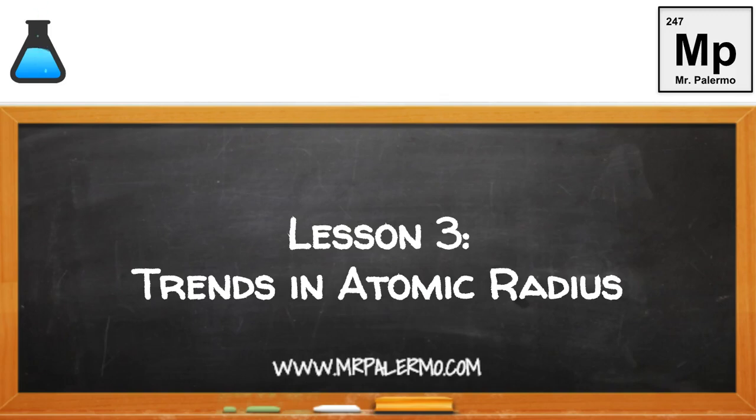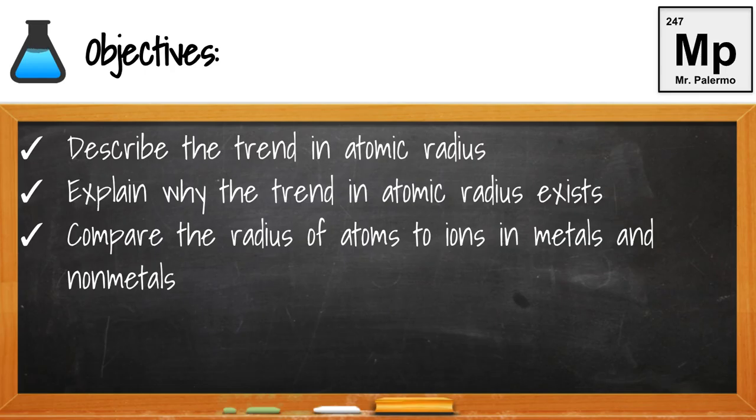Welcome to lesson number 3, Trends in Atomic Radius. Our lesson objectives: describe the trend in atomic radius, explain why the trend in atomic radius exists, and compare the radius of atoms to ions in metals and nonmetals.